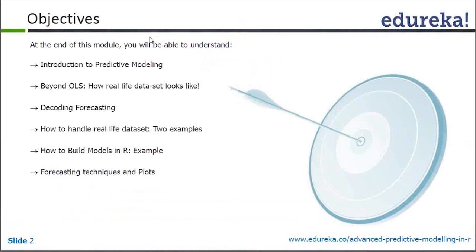In this webinar we'll try to talk about what is predictive modeling. We'll go beyond predictive modeling and talk about ordinary least square regression. And we'll see how a real life data set looks like and what the handicaps of least square regression are. Then we'll move forward and talk about different features of least square regression, its problems, its shortcomings, the bottlenecks, and so on and so forth.